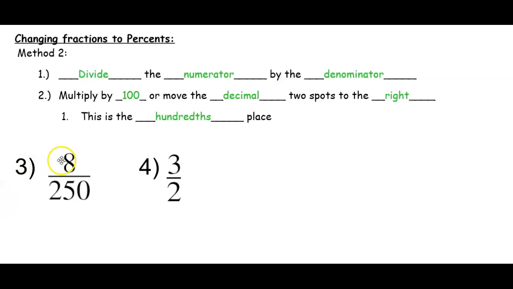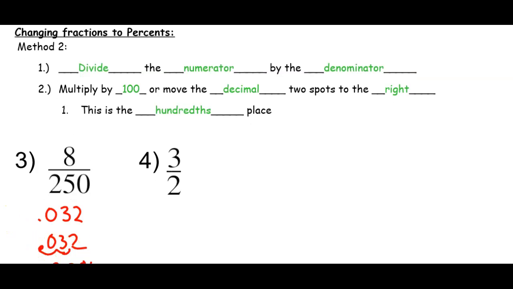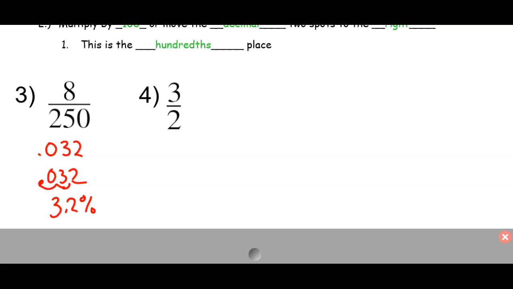So 8 divided by 250. Do that on your calculator. Do that longhand, whatever. Don't do it underneath here because we're going to write our answer under here. 8 divided by 250 gives us 0.032. Now, if we use this method here, moving the decimal 2 places to the right, we're going to take the decimal, move it 2 places over to the right, and so then my new decimal is in between the 3 and the 2. So that would give me 3.2%.